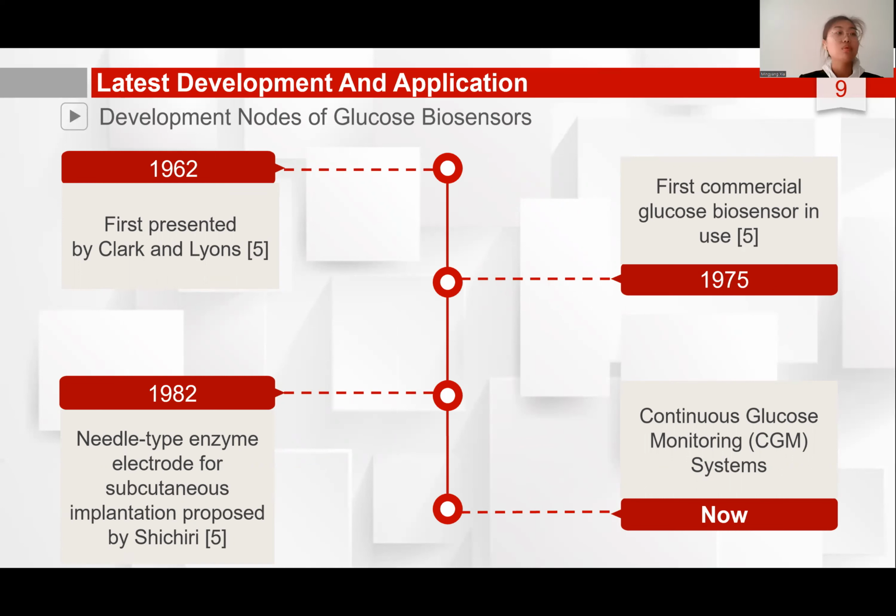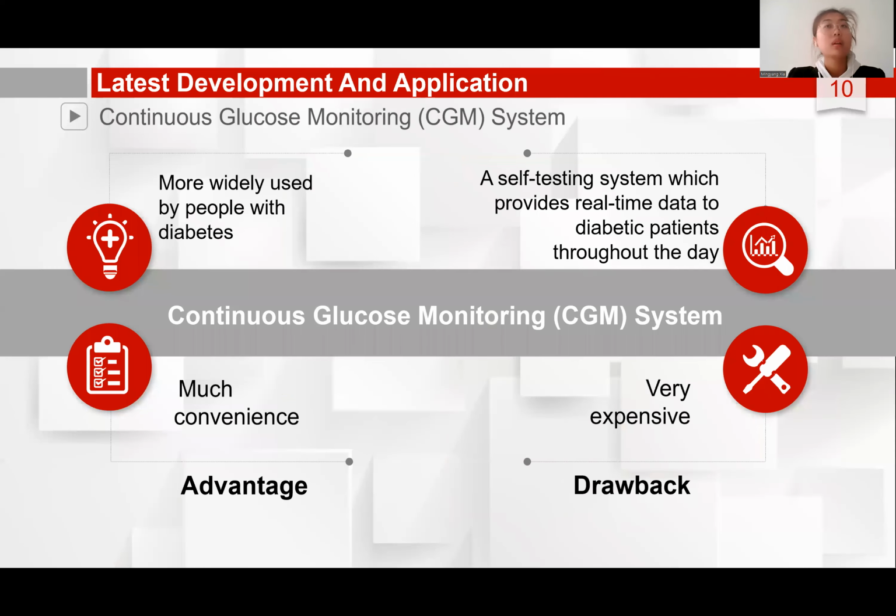And in 1982, Shichiri proposed a needle-type enzyme electrode for subcutaneous implantation, and the commercial needle glucose biosensor was then marketed by a famous American medical technology company. However, it was still not user-friendly because it didn't provide real-time data, and test results were only visible in the doctor's office. And nowadays, continuous glucose monitoring systems are more widely used by people with diabetes.